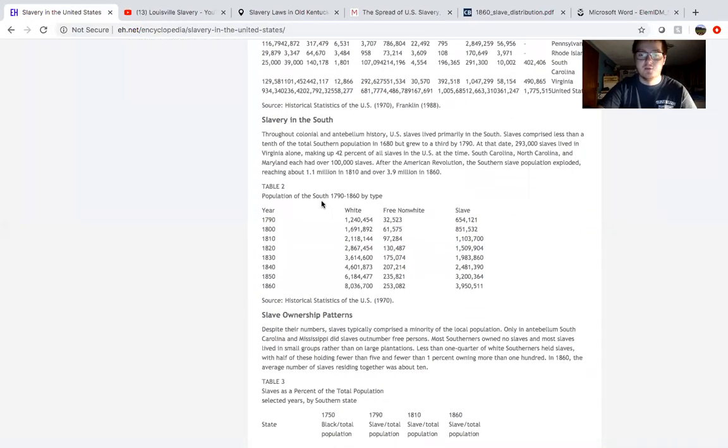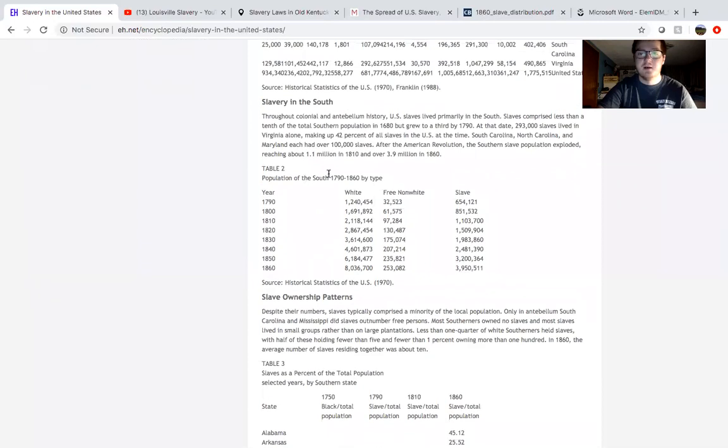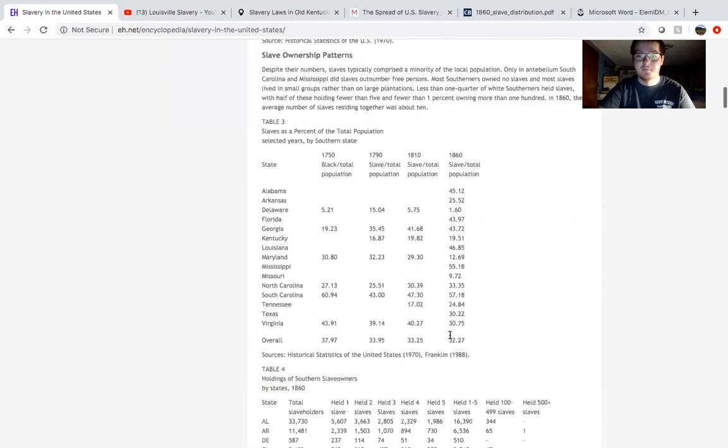Here's table 2. We have maybe 4 tables here. Population of the South by type. We have 1790. We have over 1 million whites, 32,500 free non-whites, which means that they were slaves, but now free. And then look at this number. We have over 600,000 slaves. Nearly 50% of the total white population, that number is equivalent in black slaves.